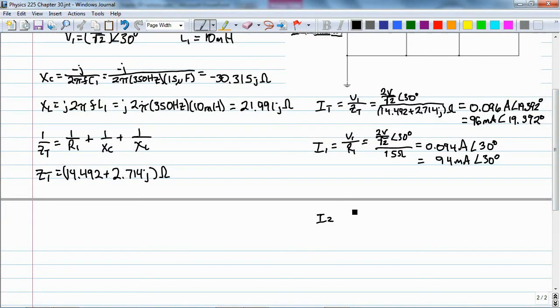I2 is going to equal V1 over our capacitive reactance, and that's equal to 2 volts over square root of 2 at an angle of 30 degrees over our capacitive reactance, which was negative 30.315 J ohms, and that gives us a current of 0.047 amps at 120 degrees. That's 47 milliamps, 120 degrees.